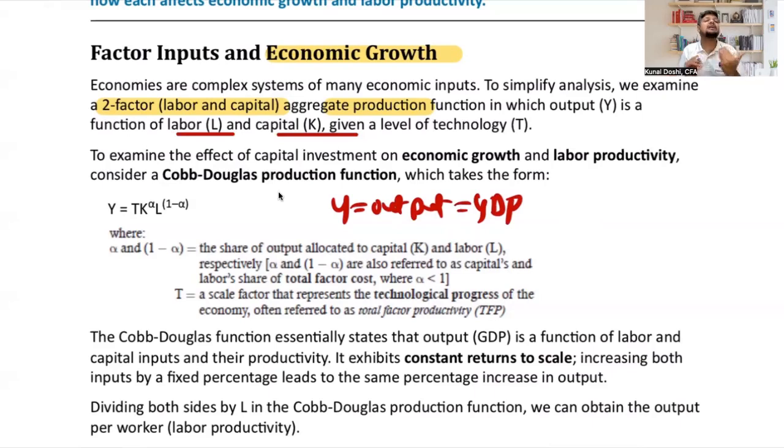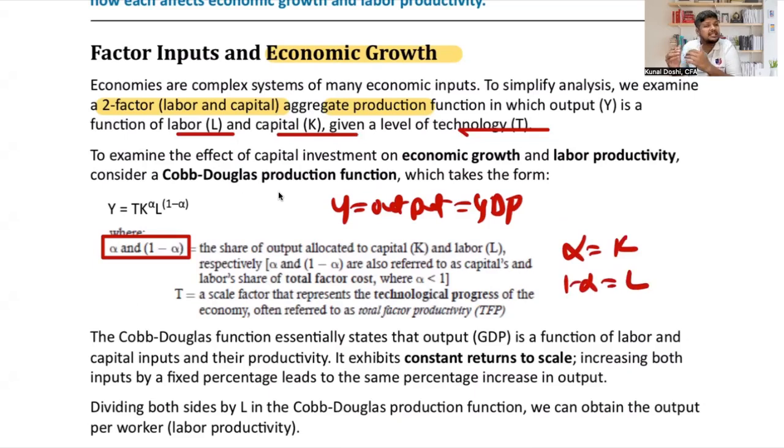Labor and capital, but there is a very important third component, that is technology. So Y, that is output, is a function of three things: technology, labor, and capital. Labor and capital are in some proportion. That proportion is called alpha for capital and 1 minus alpha for labor. So alpha is for capital and 1 minus alpha is labor. What is this alpha and 1 minus alpha? It is the share of output which is due to or allocated to capital or labor.